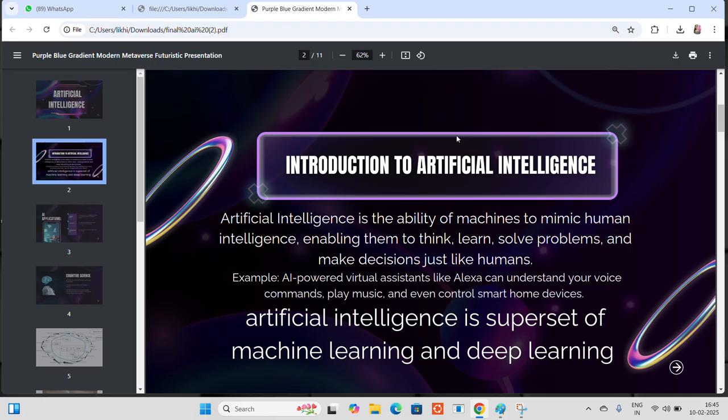Introduction to artificial intelligence. Artificial intelligence is the ability of machines to mimic human intelligence, enabling them to think, learn, solve problems, and make decisions just like humans. In simple words, artificial intelligence is man-made intelligence which enables the machine to think. For example, AI-powered virtual assistants like Alexa and Siri all come under AI, which follows human instructions and performs tasks accordingly.